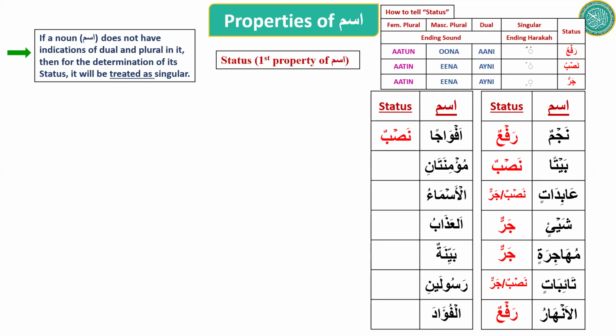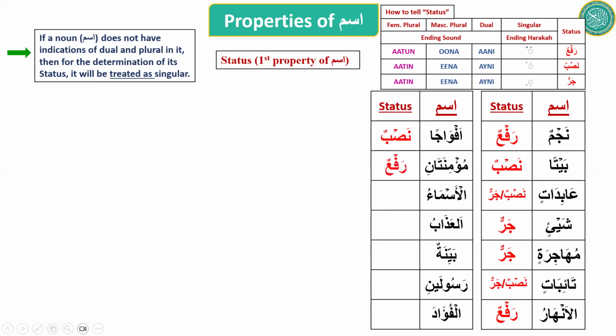Ati. Ani, like Muslimani. Ani. So what is the ani sound? Rafa, nasab or jar? Ani, aini. Muslimani, Rafa. Muslimatani. Yeah, it is Rafa. It is the ani sound. It is Rafa.